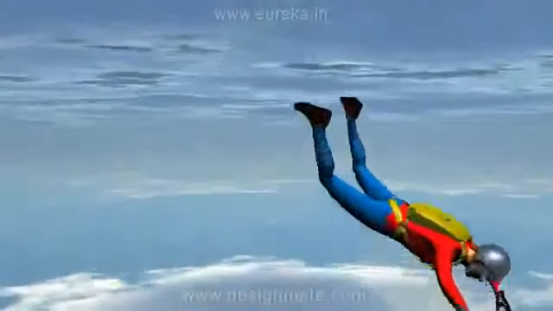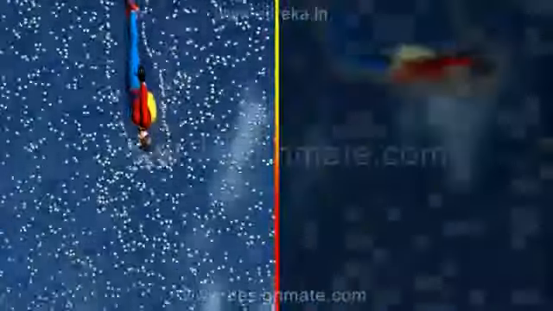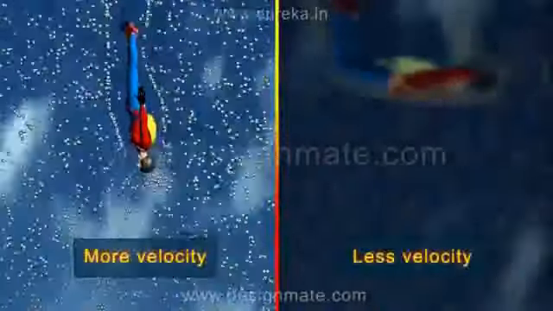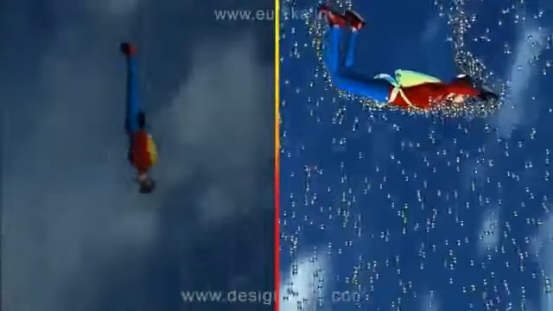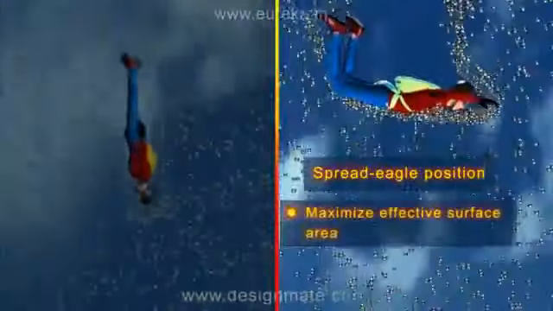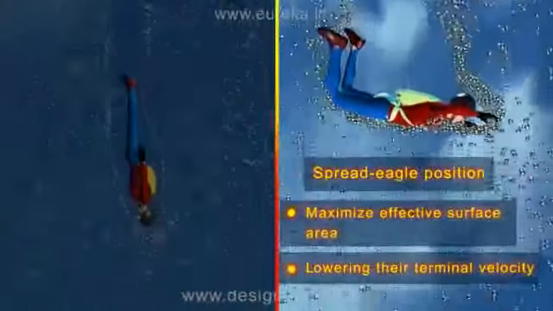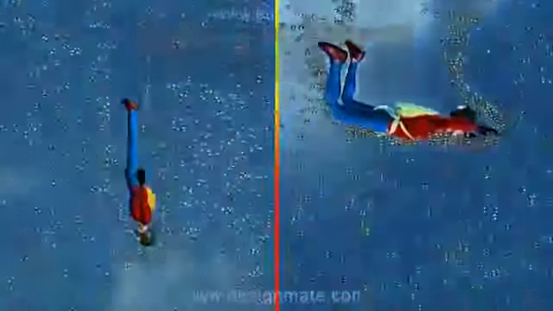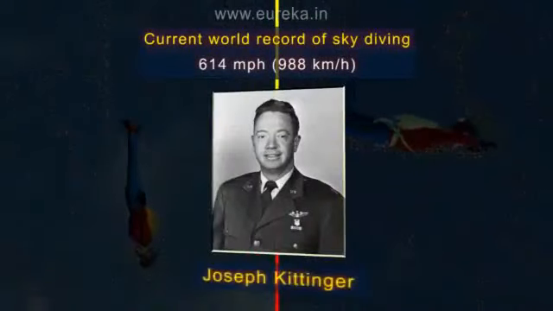Now we are in a position to understand the movement of skydivers. In order to fly at high speed, they reduce their effective surface area, so their terminal velocity gets increased. During their flight, most skydivers attain the spread eagle position to maximize their effective surface area, thus lowering their terminal velocity and giving them more time to fall through the sky. The current world record is as high as 614 miles per hour by Joseph Kittinger.